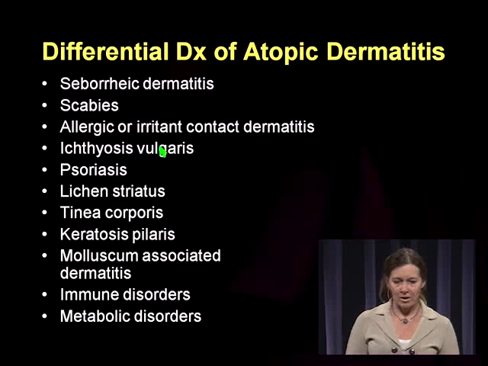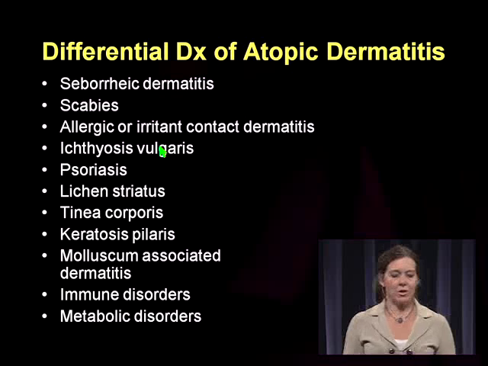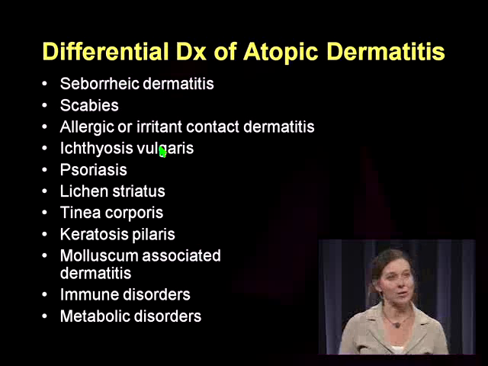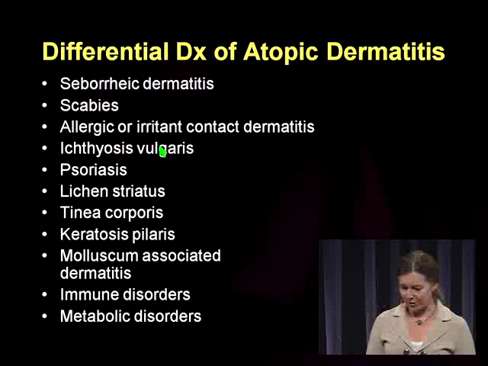And then we've mentioned already seborrheic dermatitis, especially in infants, is sometimes tough to differentiate from atopic dermatitis. This is a list of some of the other things I'm now going to show you some photographs of and talk about what some of the characteristic differences are between these conditions that are occasionally confused with atopic dermatitis.